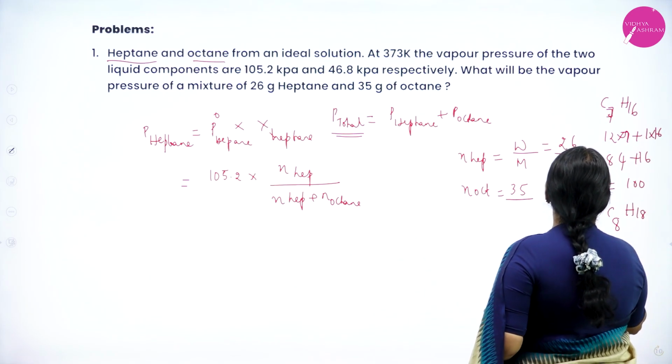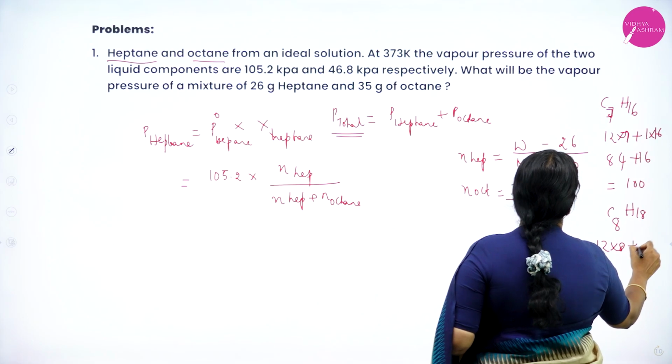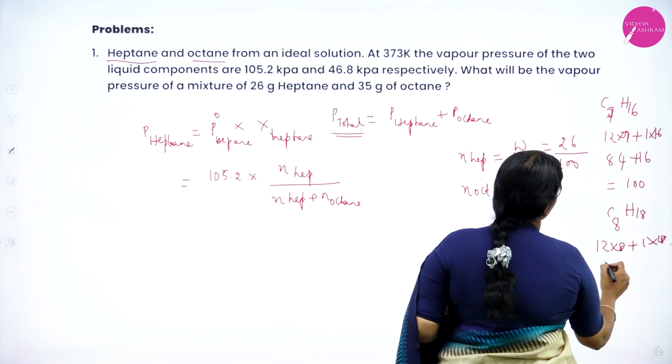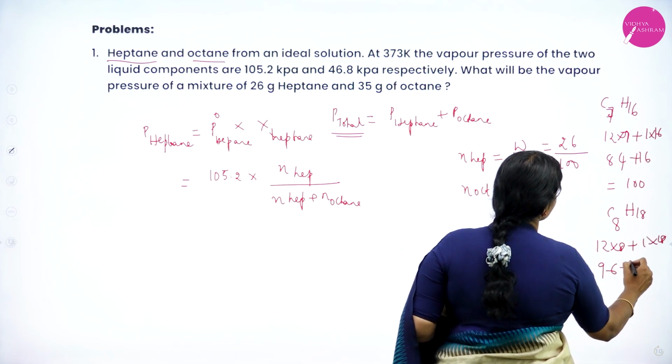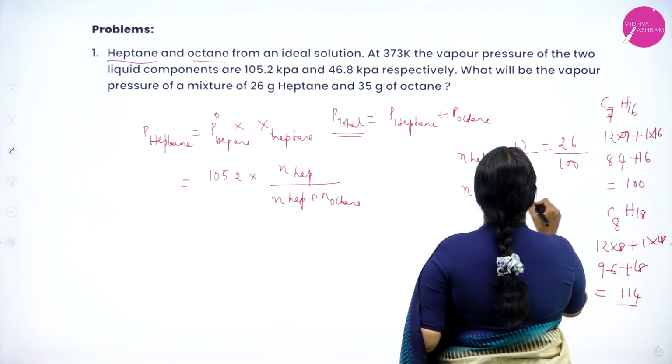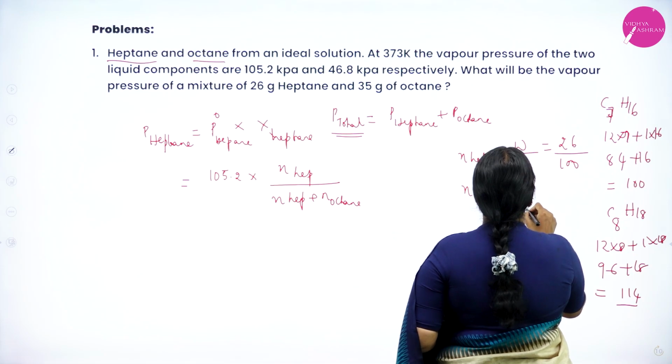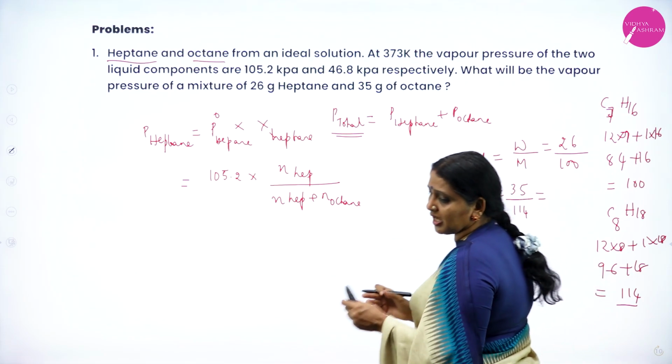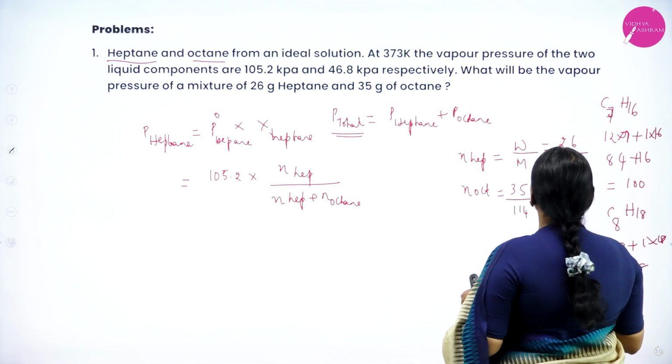Therefore, it is 12 into 8 plus 1 into 18. So 8 2s are 16, 96 plus 18, that is 114. Therefore, what are the number of moles of heptane and octane?